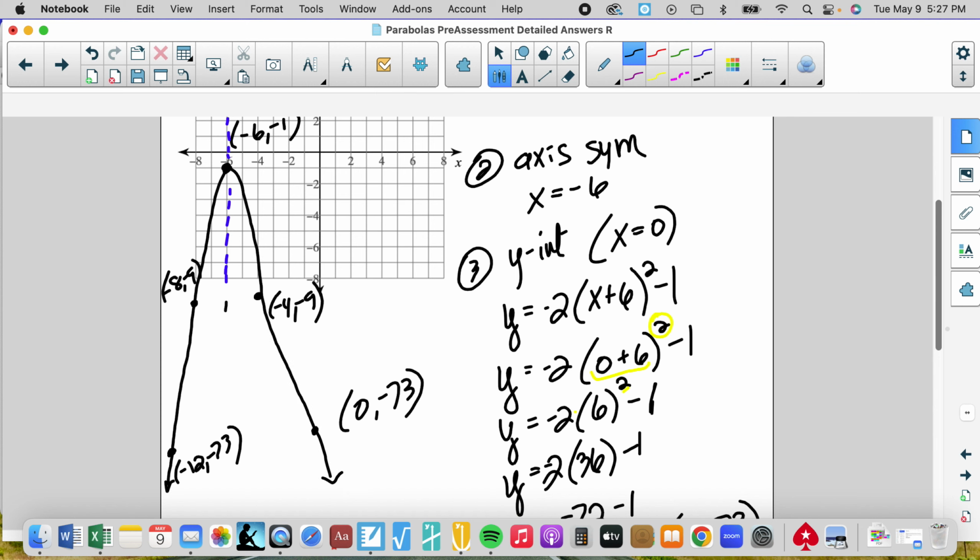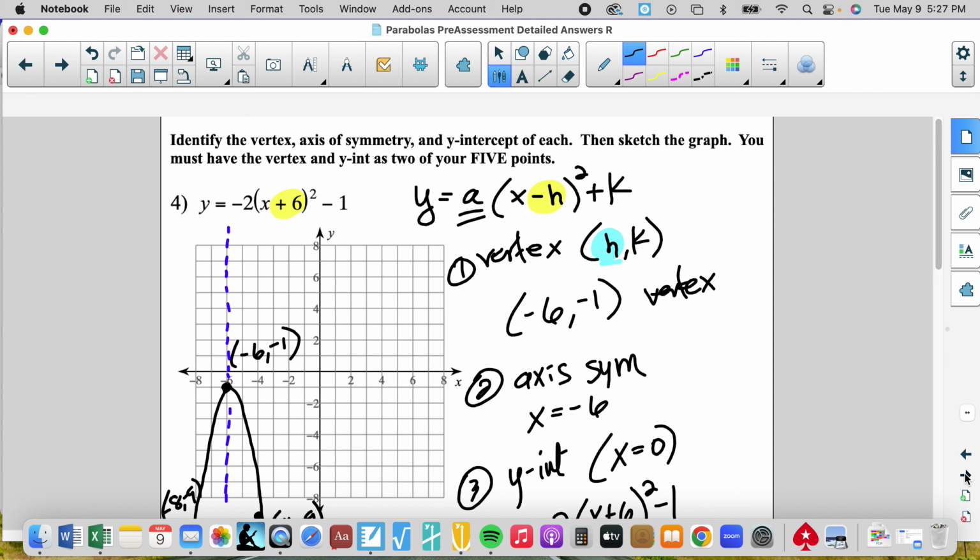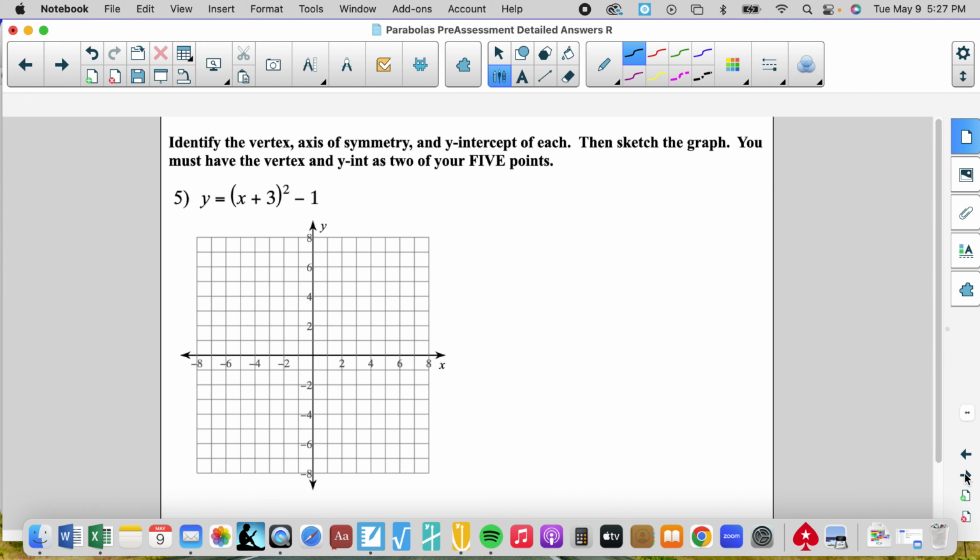Okay? So that's our first vertex. Let's do our next vertex. Let's see if it'll be a little bit more genteel. My vertex is going to be the opposite of what I see. I see a positive 3, so my x value is negative 3. And then it's going to be my k value, which is negative 1. Negative 3, negative 1 is here.